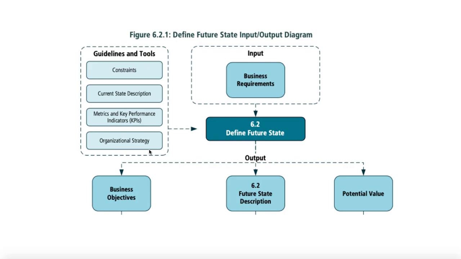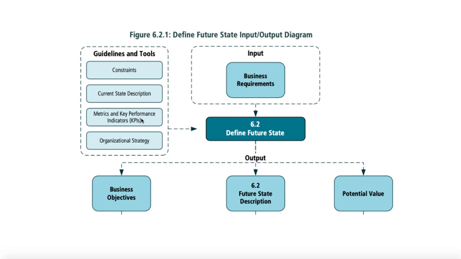So some of the guidelines and tools that you can use to define the future state is, the first one is constraints. So you would want to understand what are the different constraints that are going to be associated to the change that you are performing, based on which you'll be able to identify the strategy. The next one, as I mentioned, you need to have a clear definition of the current state. Only then you would know what needs to be achieved, what is the desired state, and you would be able to identify the gaps.